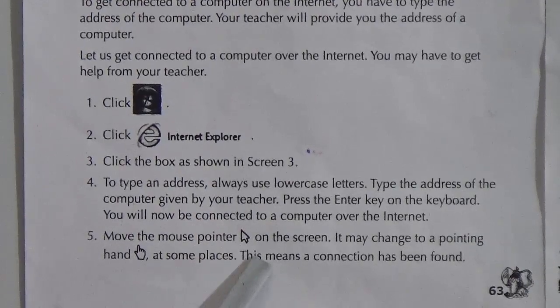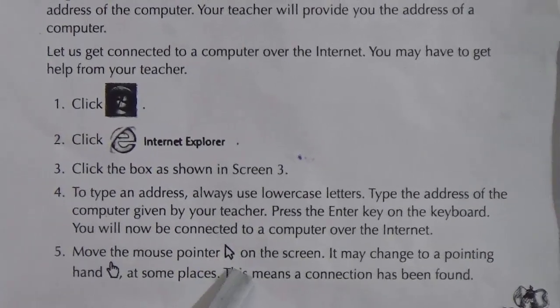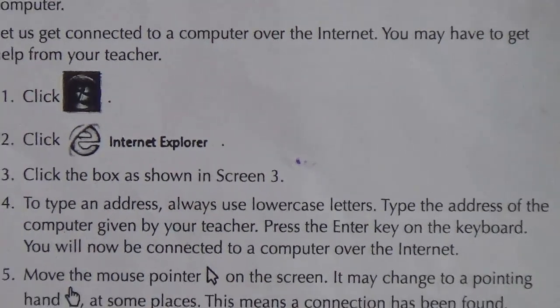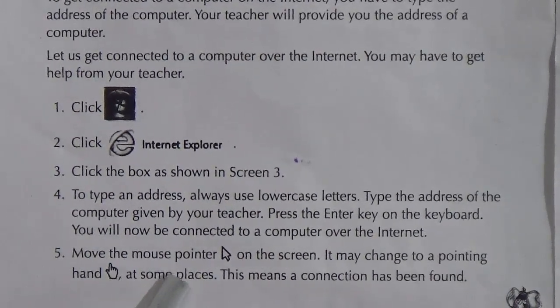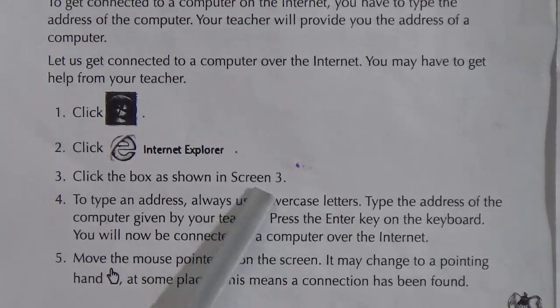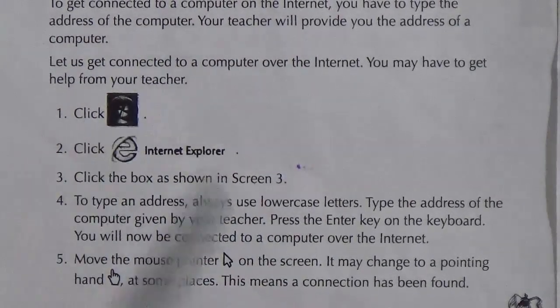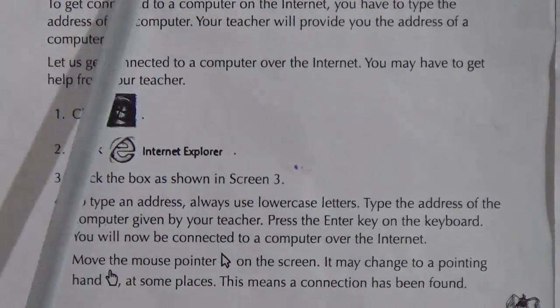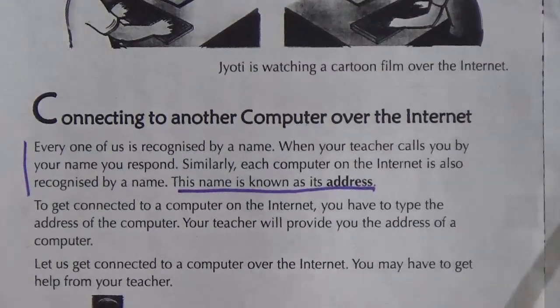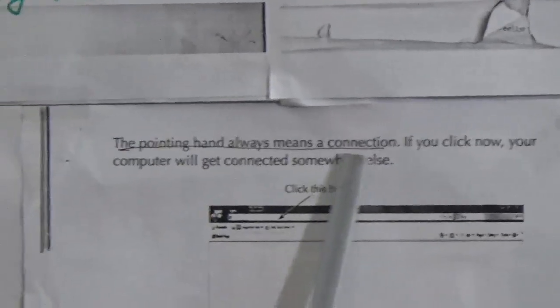Move the mouse pointer. This is called the mouse pointer. On the screen, it may change to a pointing hand at some places. This means a connection has been found. From this portion, what is an address? This is very important for the exam. Okay. Next one. The pointing hand always means a connection.